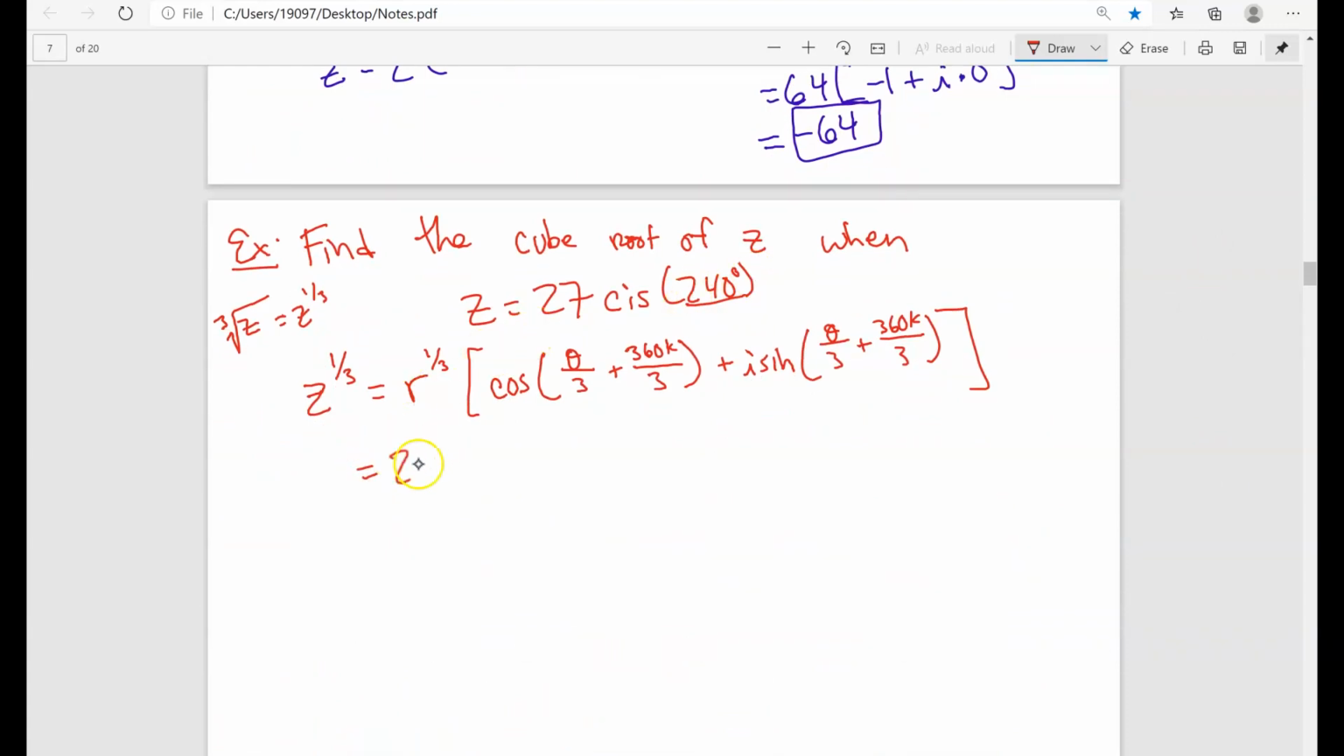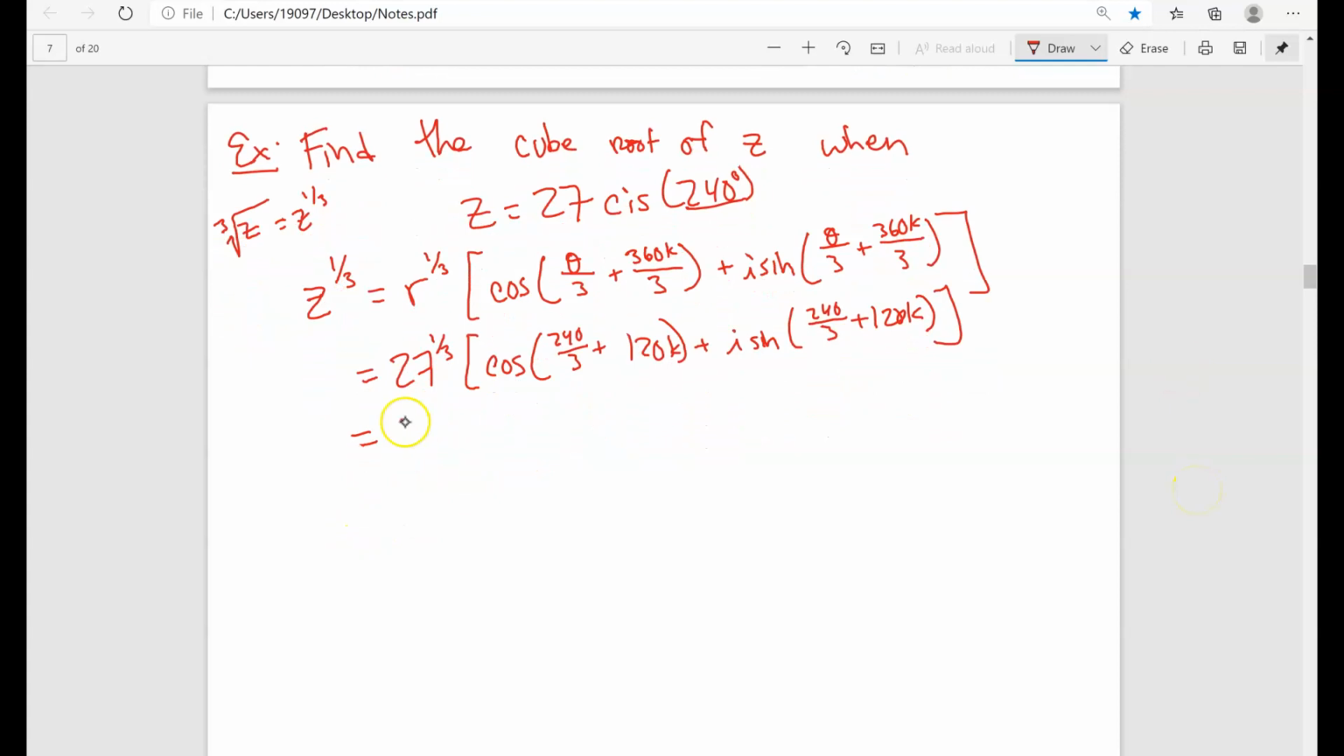So r in this case is 27, so it's 27 to the 1/3. Then cosine of 240 over 3 plus 360 divided by 3, that's going to give us 120. Plus i sine of 240 over 3 plus 120. Oh, I forgot the k. Okay, so now 27 to the power of 1/3 is going to be 3. Then you're going to have the cosine of 80 degrees plus 120k plus i sine of 80 degrees plus 120k.